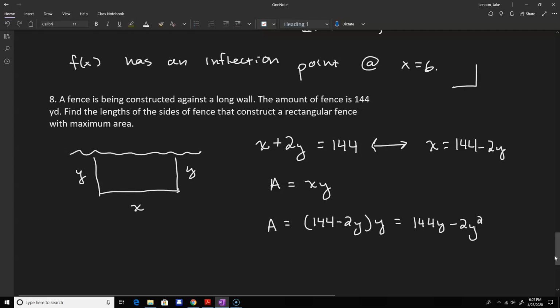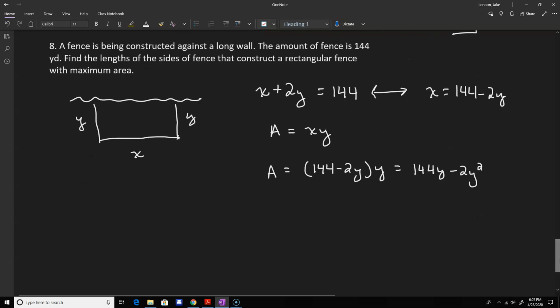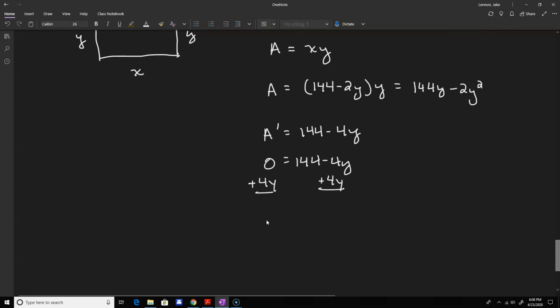Then what we want to do is we just want to take the derivative and find the critical point, and that's going to represent our maximum area. So A prime here is going to be 144 minus 4y. And then we just set that equal to 0 and solve, so we get 144 minus 4y equals 0. So add 4y to both sides. We end up with 4y equals 144, divide by 4. So we get our answer, y is equal to 38, I think.